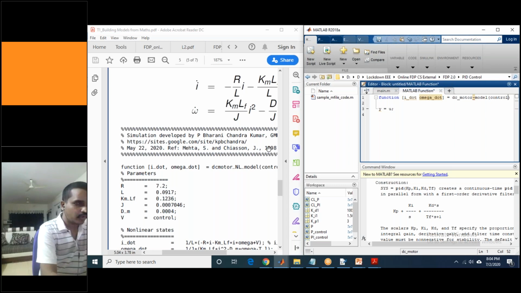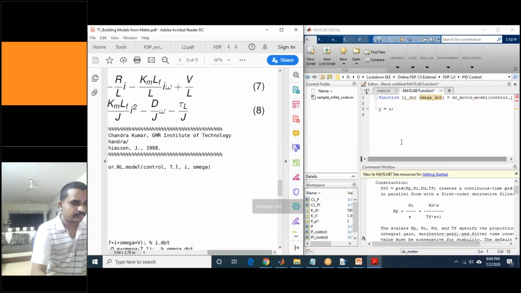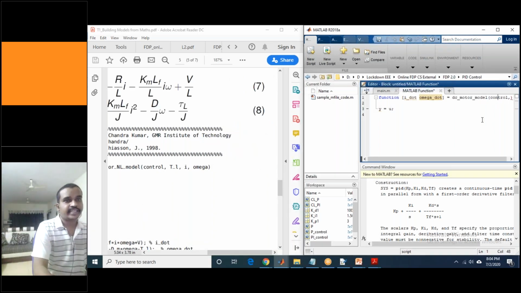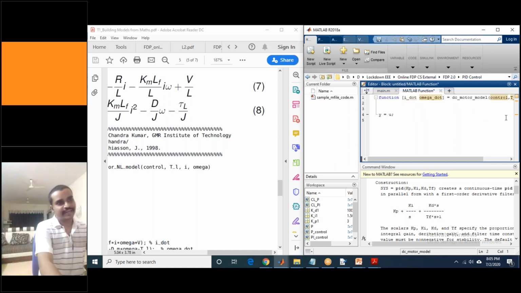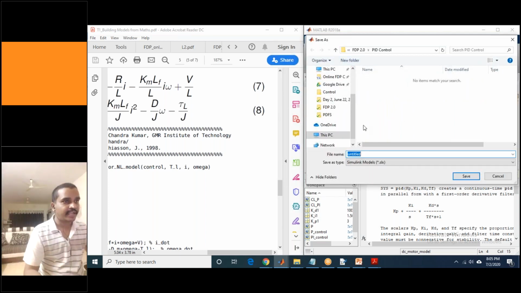What are the inputs required? Four inputs are required, right? That's what we have seen here. The first one is control. The second one is T_L. The third one is I. The fourth one is omega. So these are the four inputs required. The remaining code I will not type, you can see it in the PDF that I will send. I am just writing something by default, because I need some output as a function of something. It's a sum function, I will simply write it for simplicity, but you have to type the code there. I'll be typing.